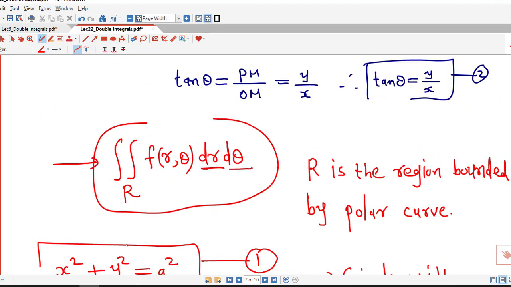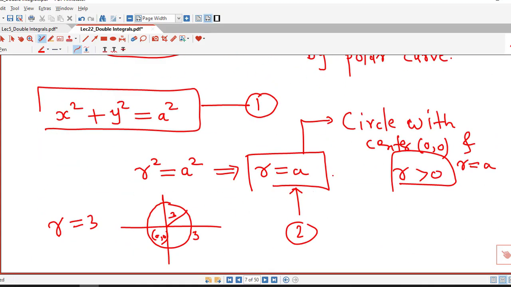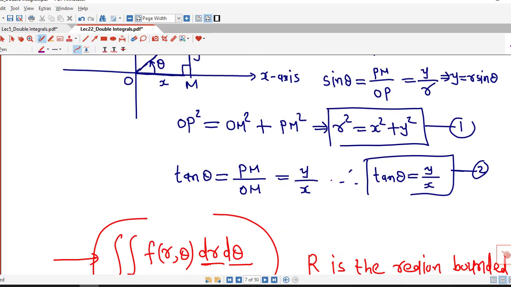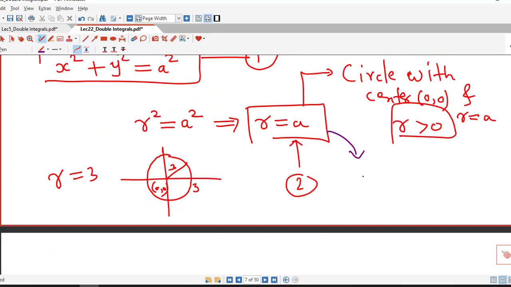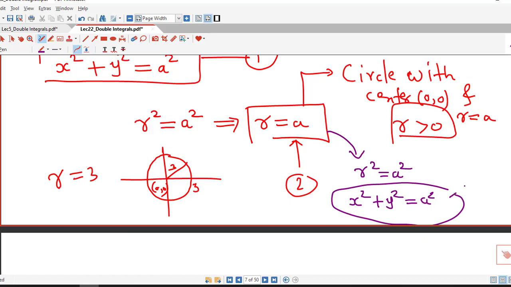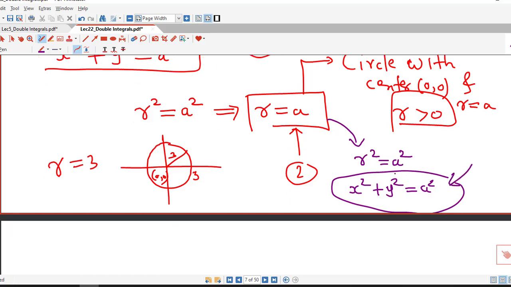We must be familiar with this type of polar equations, and if we are not familiar, then we can convert our polar equation into a Cartesian equation, and then we can identify it. So if we don't know what r equal to a is, then we can convert it to Cartesian form. Suppose we take square on both sides, we have r square equal to a square. r square is written as x square plus y square. So from this also we will have the idea that this is the equation of a circle with center origin and radius a. Now we consider one more polar curve.